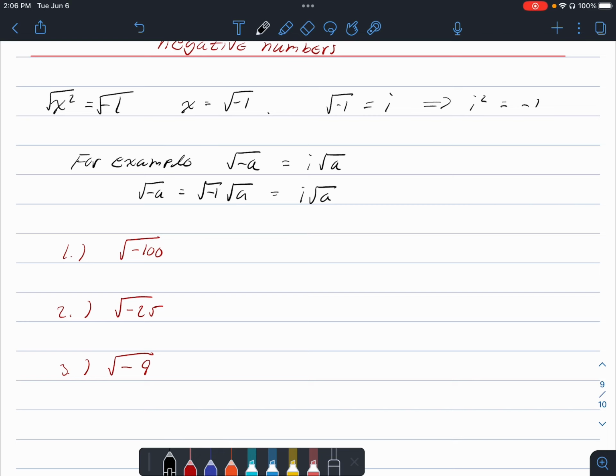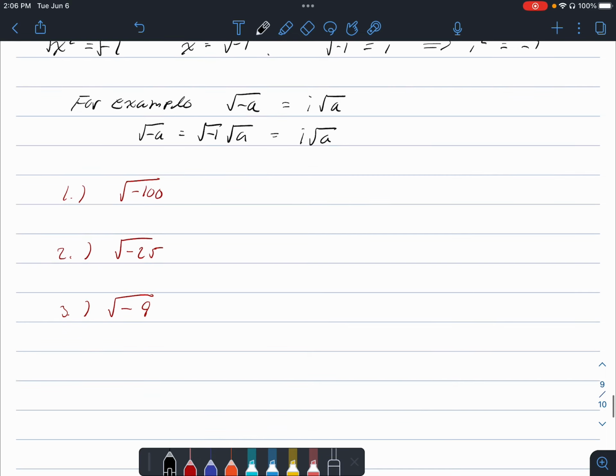So let's do a couple of simple examples here. Let's say we have the square root of -100. We can rewrite this as i times the square root of 100, and we know that the square root of 100 is 10, so we have i times 10. Typically with complex numbers, we write the i after the number. So we typically would write this as 10i. i times 10 is not technically wrong, it's just usually a formality that we would write this as 10i rather than i times 10.